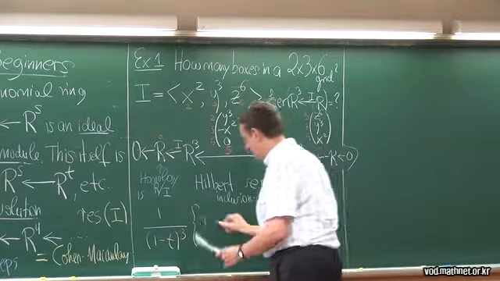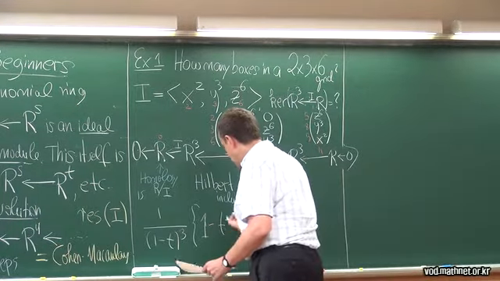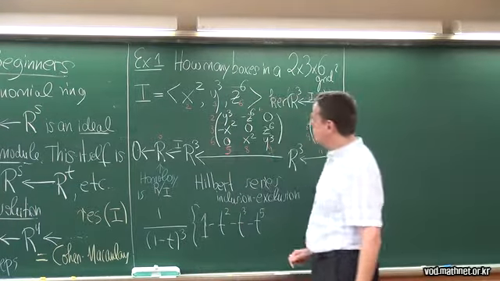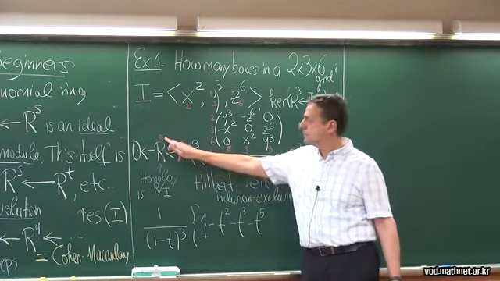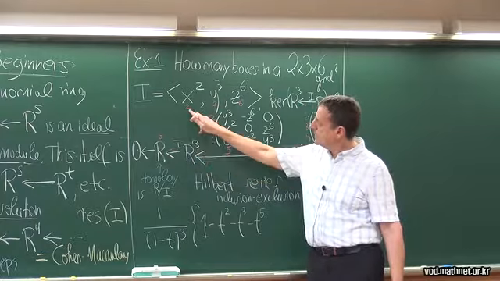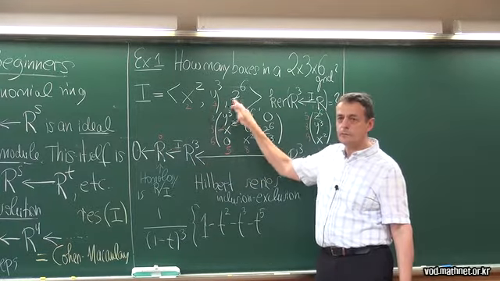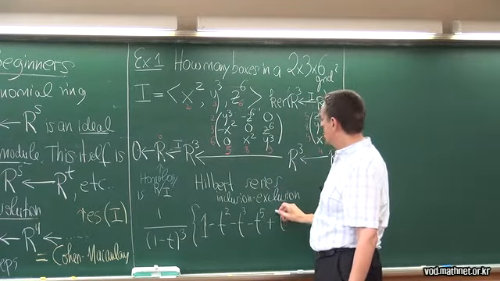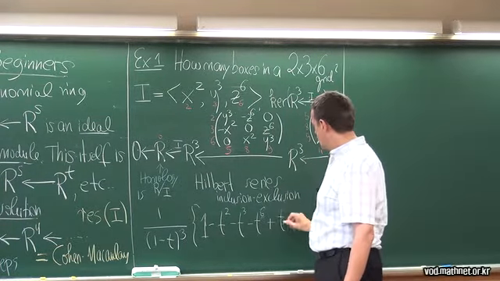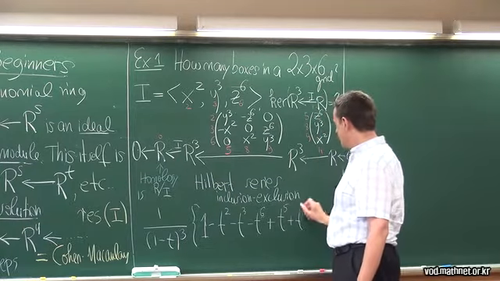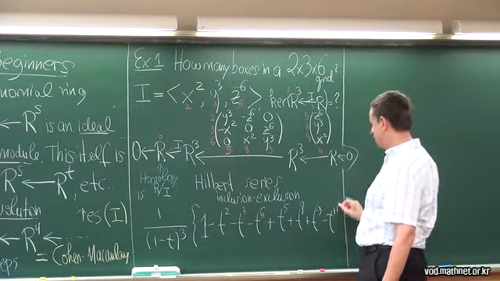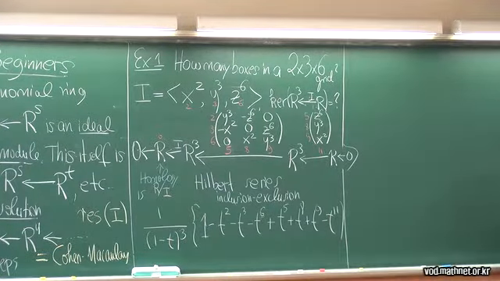So as a generating function, it's 1 minus t squared minus t cubed minus t to the 5th. Right? So the t to the 0 is here, and then minus t squared minus t cubed minus t to the 6th, and then plus t to the 5th, plus t to the 8th, plus t to the 9th, and then minus t to the 11th. Okay? That's it. That's the Hilbert series.